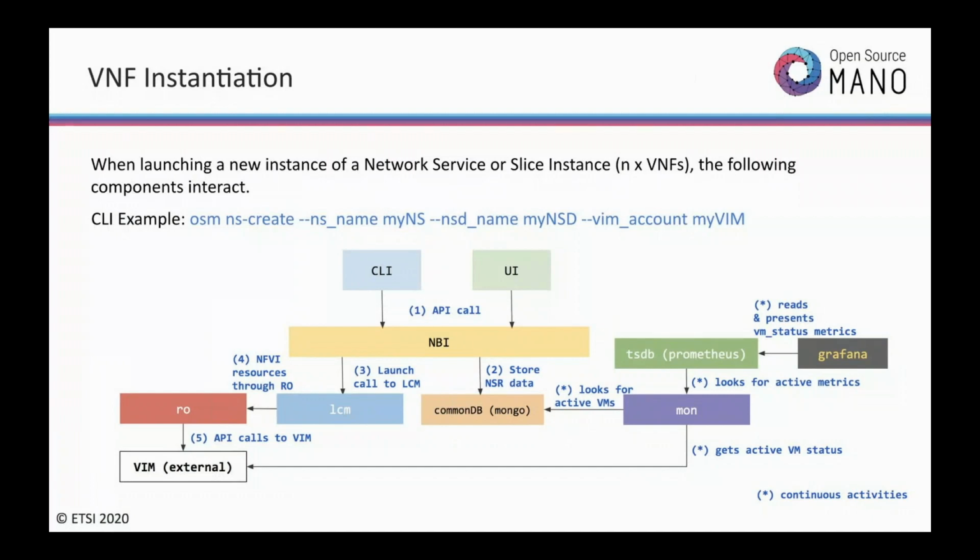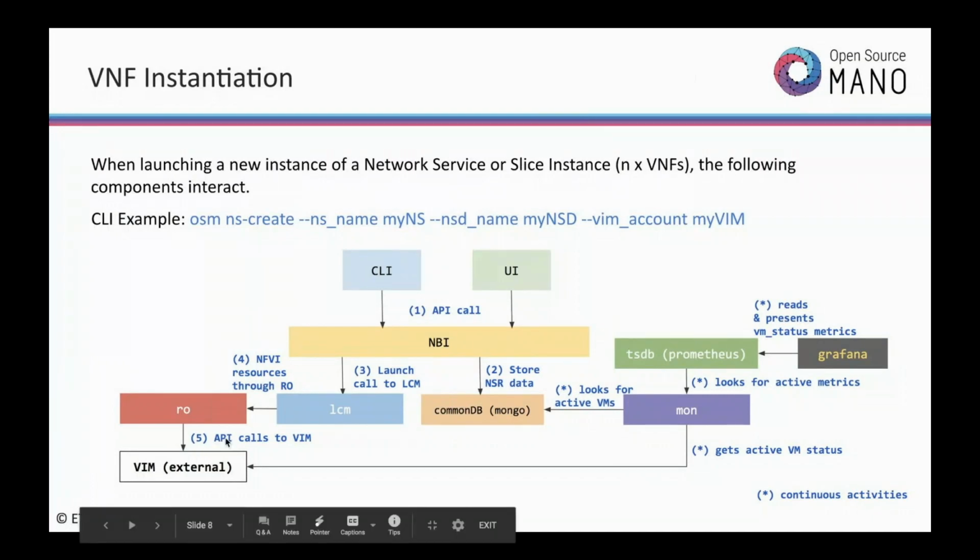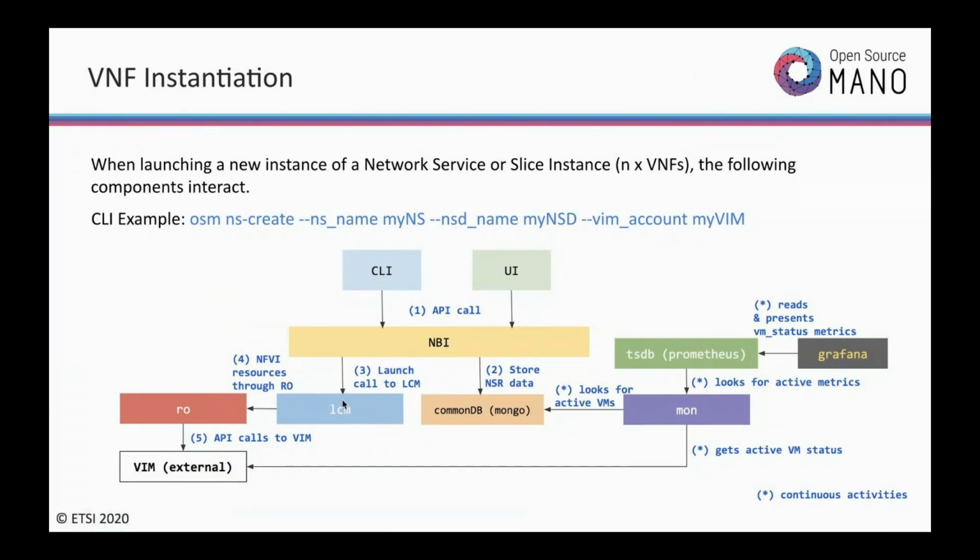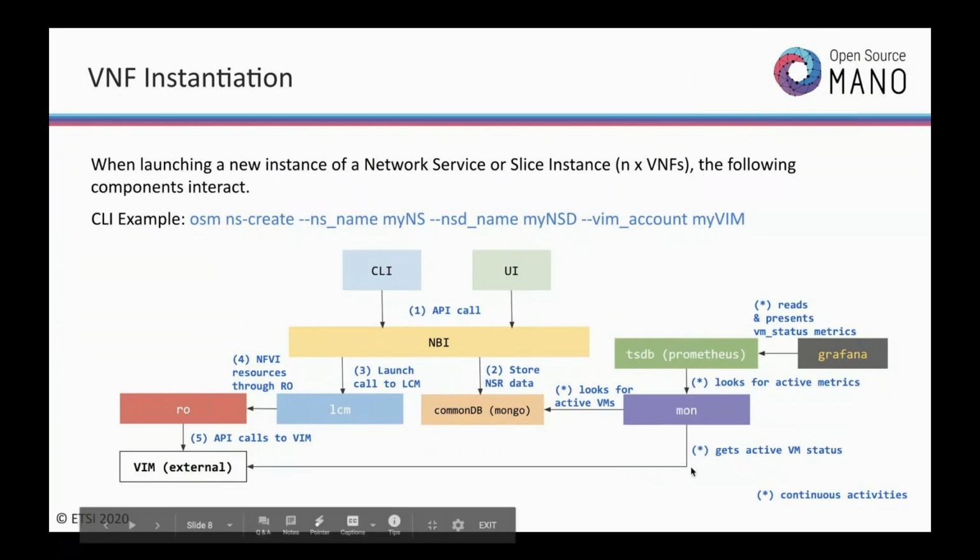So it takes care of instantiation and replies back to LCM so that LCM knows the status and can report it. In parallel, MON is always looking for active virtual machines instantiated as part of VNFs in the CommonDB, and gets the status of the virtual machine, so that it says up or down for each virtual machine, and that can give us an idea of if a network service is up or down, basically.